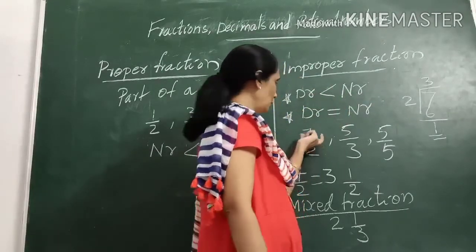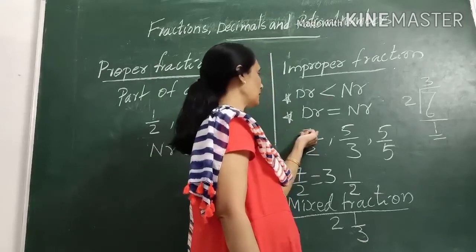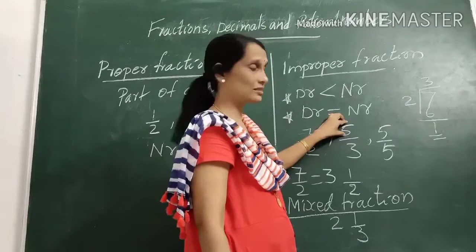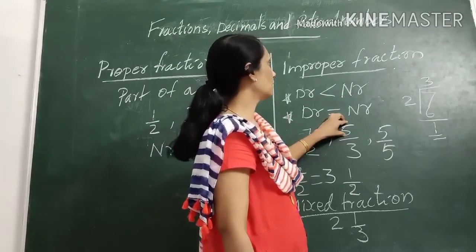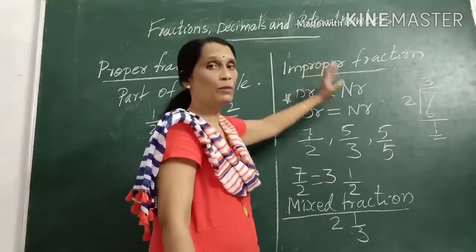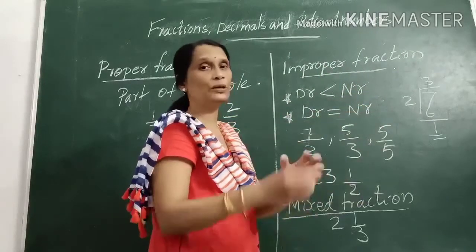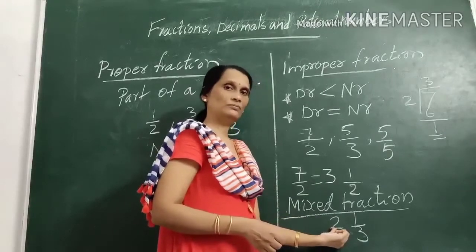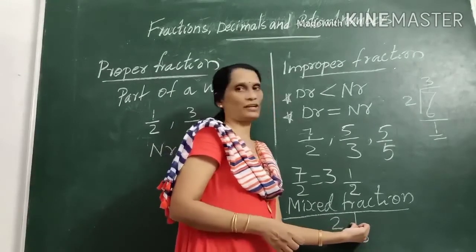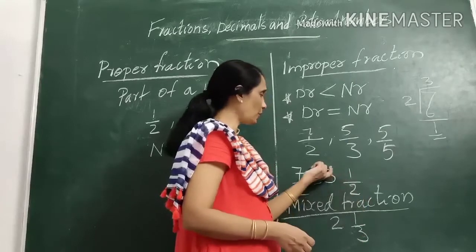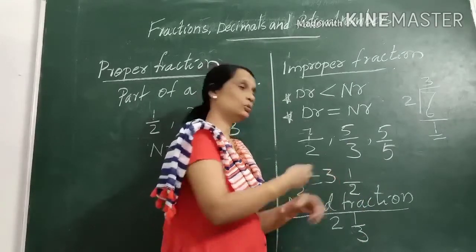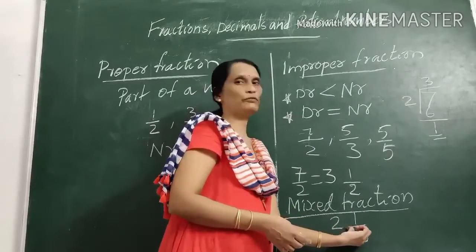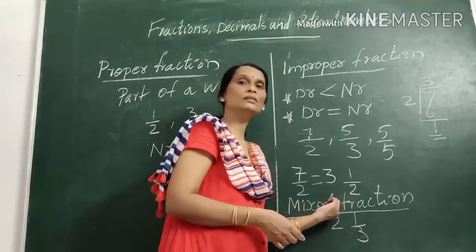See, the denominator is less than the numerator. 7 is the bigger number, 5 is the smaller number. Right? So this is an improper fraction. An improper fraction we can change into a combination of a whole number part and a proper fraction. Writing an improper fraction as a combination of a whole number and a proper fraction is known as a mixed fraction.